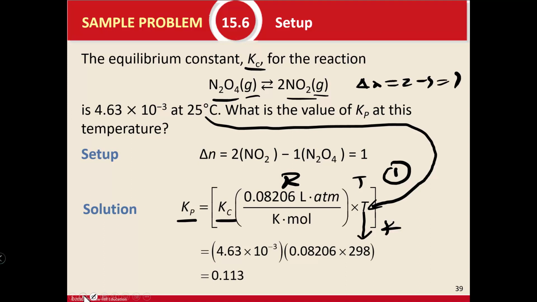How do you know it has to be converted to Kelvin? Because when you write out the R, you should write out the units, and you would see this Kelvin here cancels out with that Kelvin there. And again, the units are meaningless, but that at least gives you a hint that this temperature has to be in Kelvin for this to work. So there's Kc. There is R times T in Kelvin raised to the first power, and that is what Kp equals. So Kp equals Kc times RT.